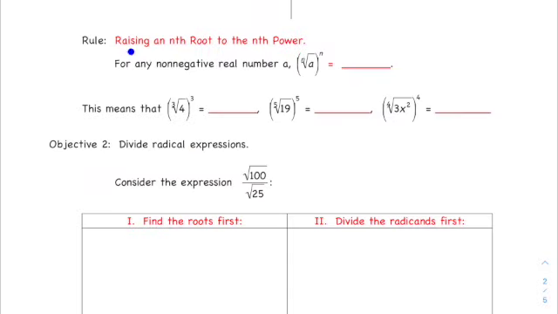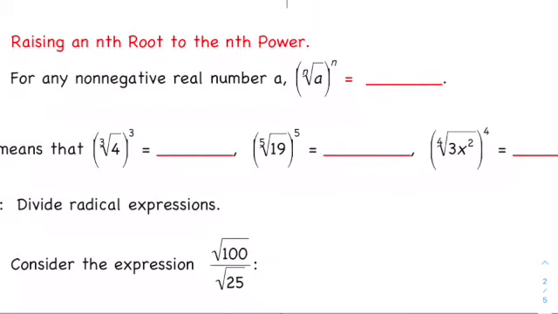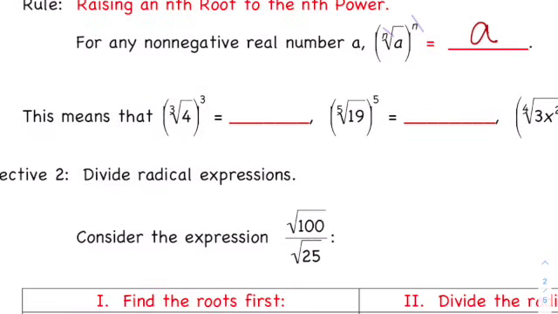For the next rule, raising an nth root to the n power. Raising the nth root to the nth power. Because they are the same thing, the answers just cancel each other out. The n and the nth root cancel each other out. That's just a.